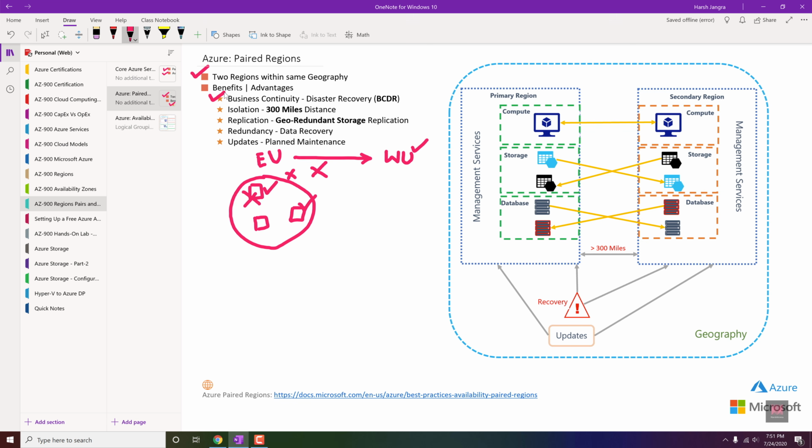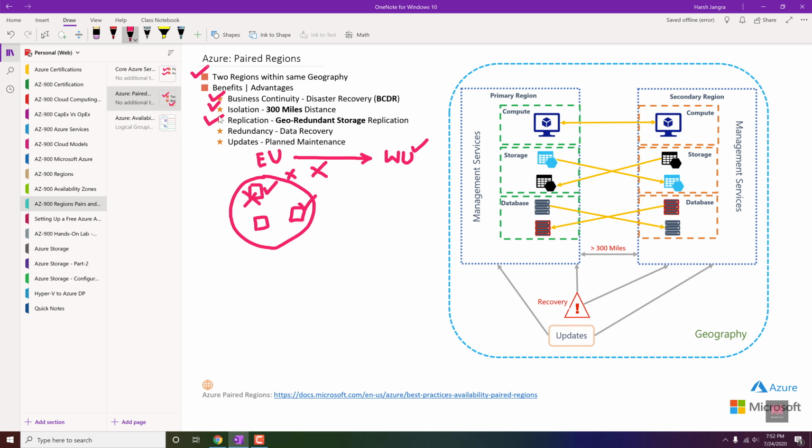I'll show you what I'm trying to talk about here. So the second thing is, of course, as I mentioned, that Microsoft has decided it must have at least 300 miles difference, which is actually significant in a way, like you can make sure that one particular region goes down and another one is running. So let's not talk about that more, because we already got the idea.